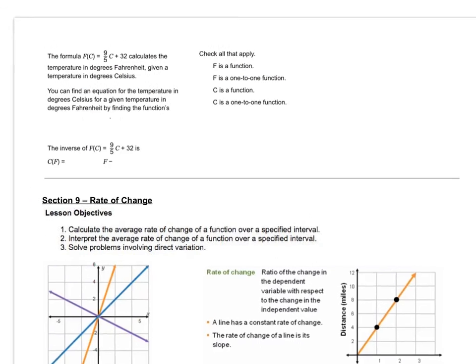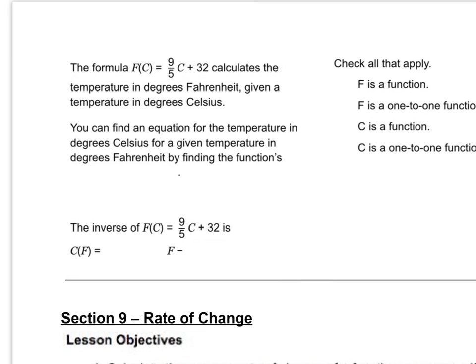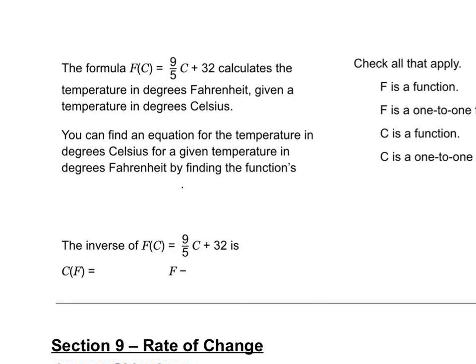One of the most famous inverse problems is the formula for converting degrees from Fahrenheit into Celsius, or vice versa from Celsius into Fahrenheit. So we have this formula, F of C, equal to 9/5 C plus 32. And what this does is it calculates the temperature in degrees Fahrenheit given a temperature in degrees Celsius. So you can find an equation for the temperature in degrees Celsius for a given temperature in degrees Fahrenheit by finding the function's inverse.